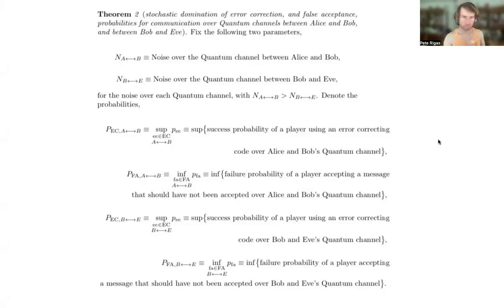And this is really relating to the fact that we're looking at the probability of error correction as well as the probability of false acceptance over Alice and Bob's channel and also over Bob and Eve's quantum channel. And this is really given by the fact that, as we're demonstrating here, over all instances of suitable error correction codes within the larger class EC over Alice and Bob's quantum channel, capital EC, this is identically equal to the supremum of the success probability of a player, Alice or Bob, using an error correcting code over their shared quantum channel, as well as the probability of false acceptance being identically equal to the infimum of the failure probability of a player accepting a message that should not have been accepted over Alice and Bob's quantum channel. And this is just basically given by the fact that the probability of error correction and the probability of false acceptance, as defined over Alice and Bob's shared quantum channel, can also be defined as some straightforward counterpart over Bob and Eve's shared quantum channel.